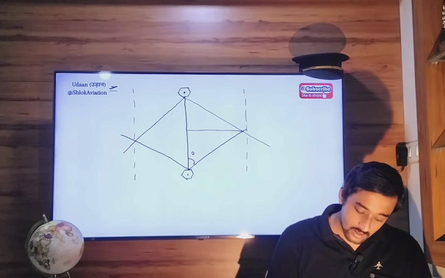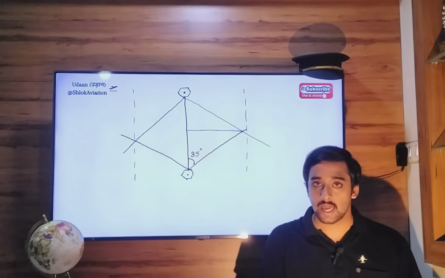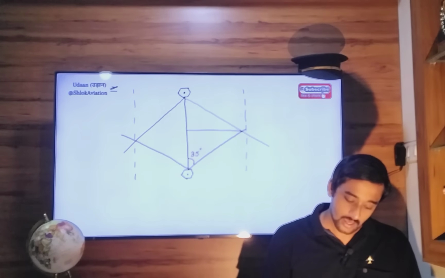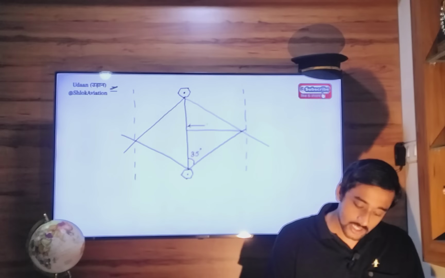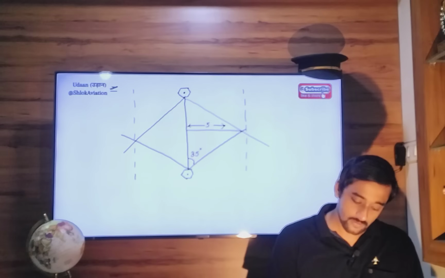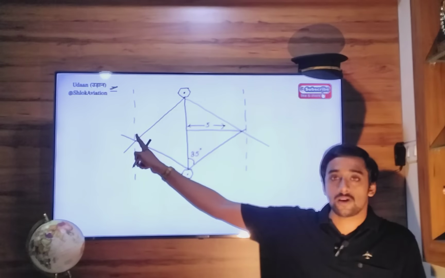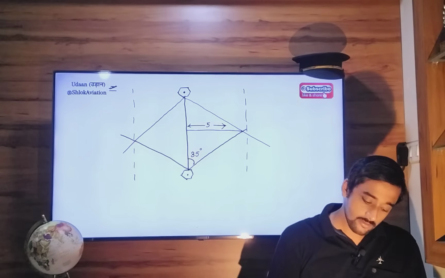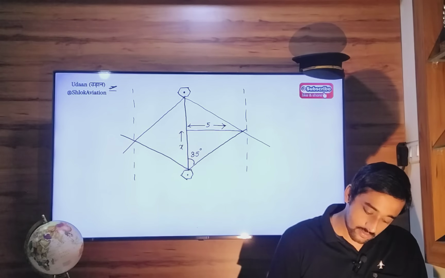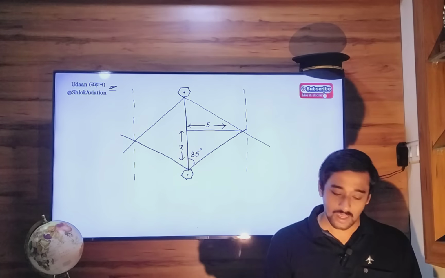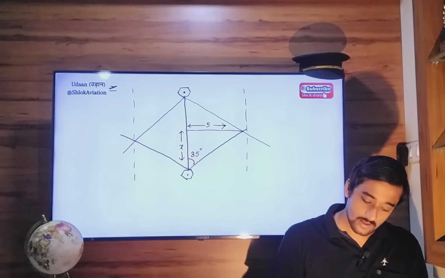3.5 degree error angle accuracy limit, 5 nautical miles each side. So this will be 5, this will be 5 and this will be also 5. So 5, 3.5. We have to find the measurement of this side. So we can use the 1 in 60 rule. Let's use that.